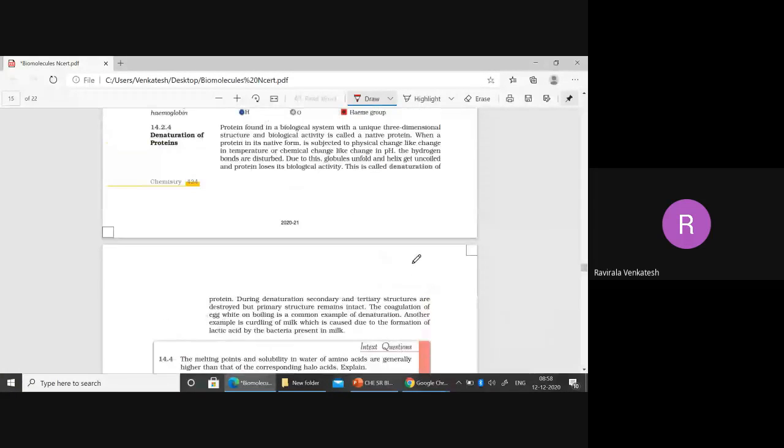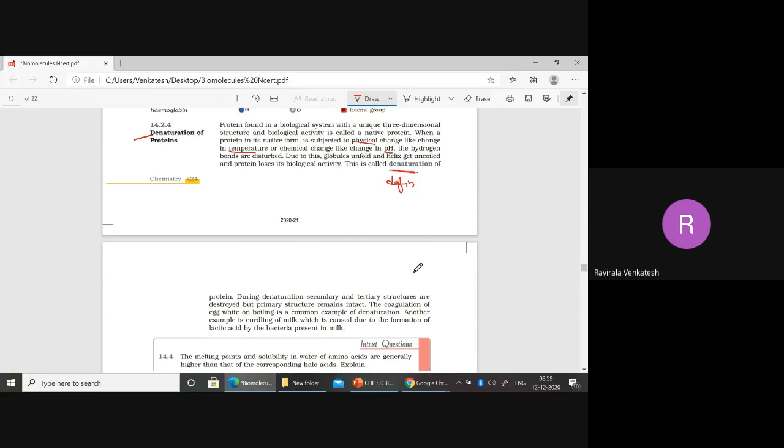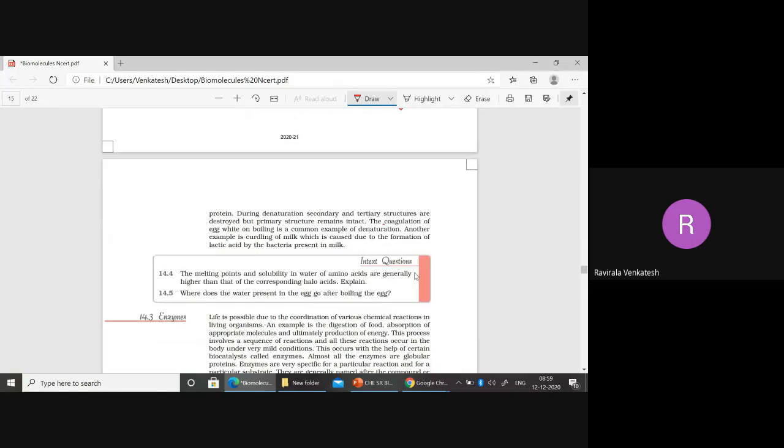Now, next, denaturation of the proteins. You have to remember the definition first. And how does the change occur? By changing the temperature and pH. Physical changes. The best example we have taken is coagulation of egg and converting milk into curd. These are the best methods, by just changing the pH and temperature.